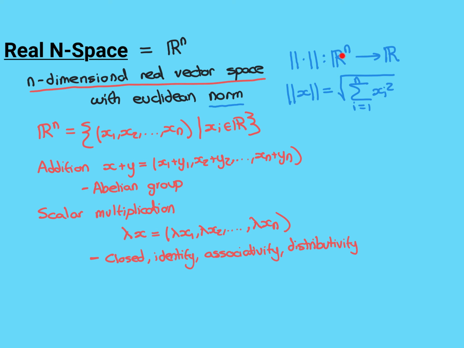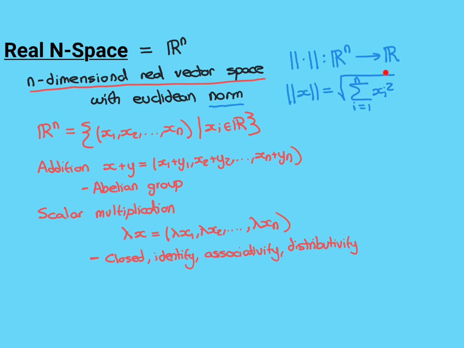So it's going to map each vector onto a real number, and that real number is going to be the norm of that vector, the size of that vector. Now, more normally, the way we'd write that is like so. We take our vector x and we put the two lines on either side of it, and this is the norm of x, and this is how we're going to define the Euclidean norm for our n-dimensional real vector space.